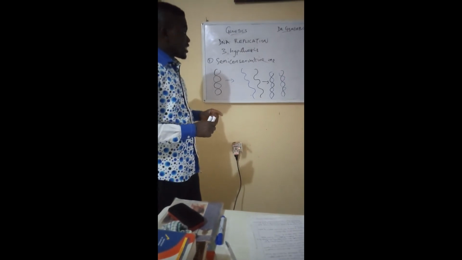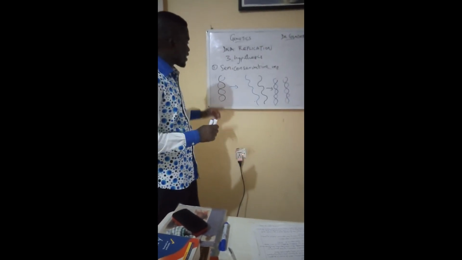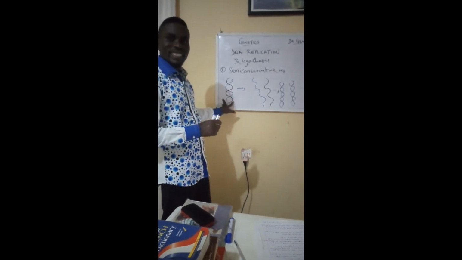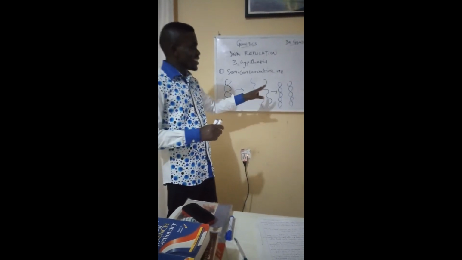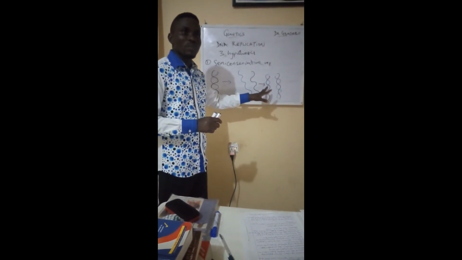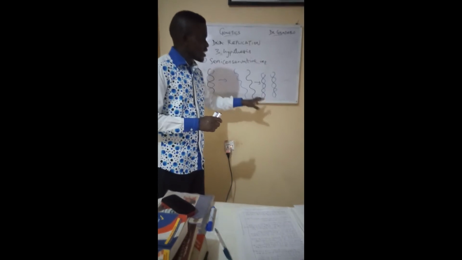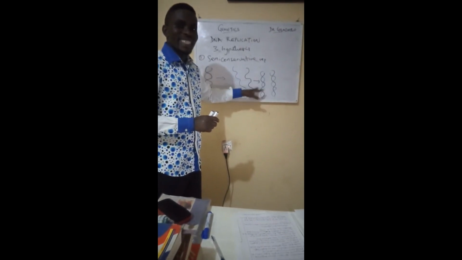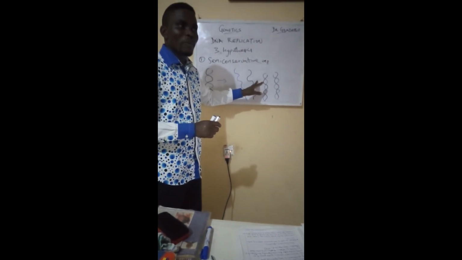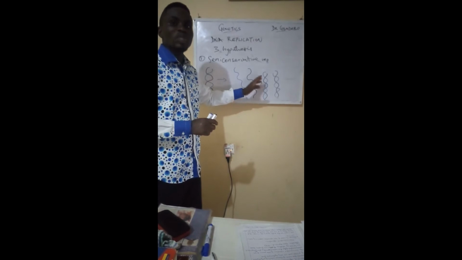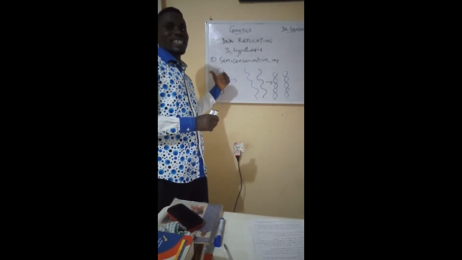What I'm trying to say is that for semi-conservative, this is the parent DNA. In the newly formed daughter DNAs, each one of the daughter DNA retains one strand from the parent DNA.